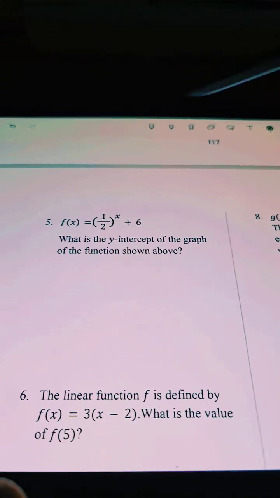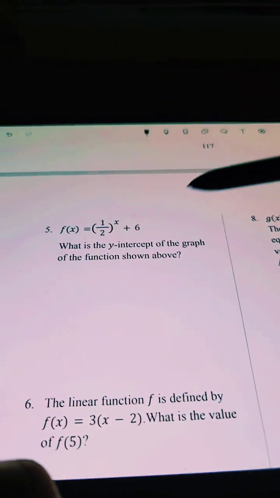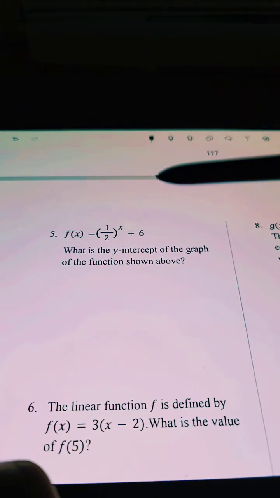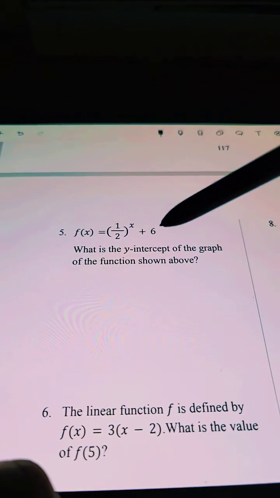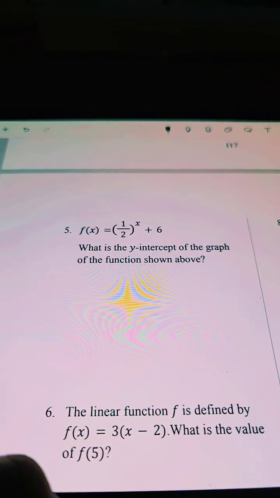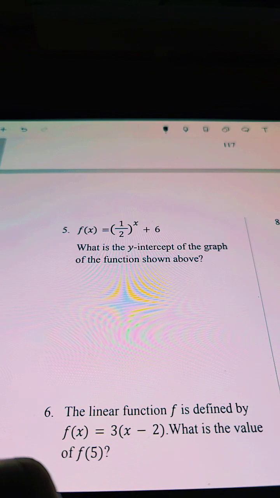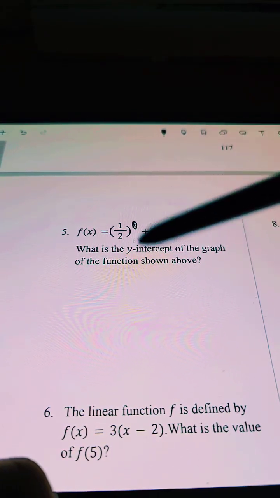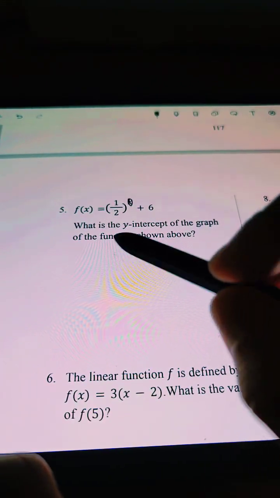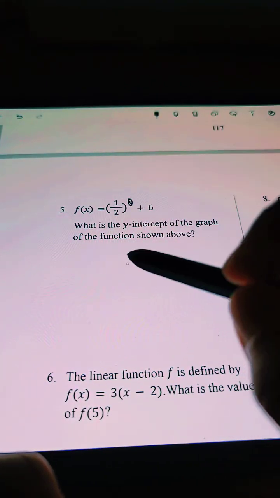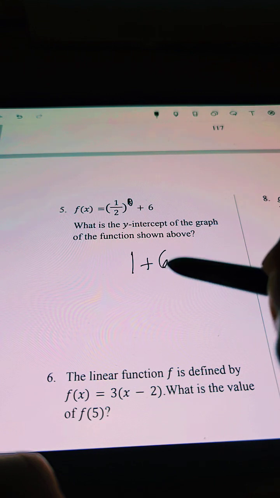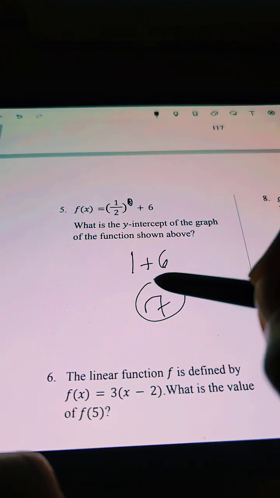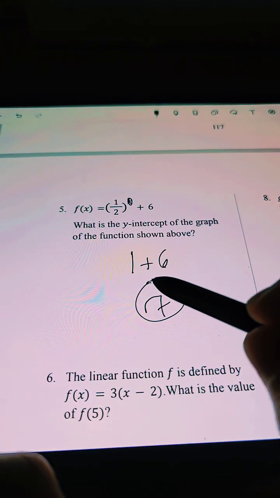So let's go to number 5. For number 5, what is the y-intercept of the graph of the function shown above? With intercepts, just remember the opposite variable is 0. So if I'm finding the y-intercept, my x is going to be 0. So that means 1/2 to the 0, that's 1, plus 6. So then my y-intercept is going to be equal to 7.